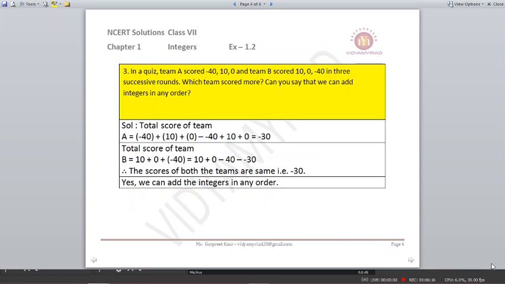So yes, we can add the integers in any order. Why I have written this is because you are asked, can you say that we can add integers in any order? We can change the order of the integers, then also my answer will remain the same.